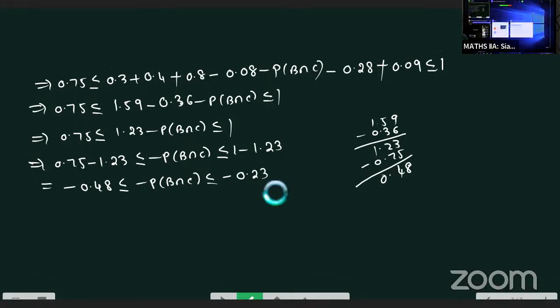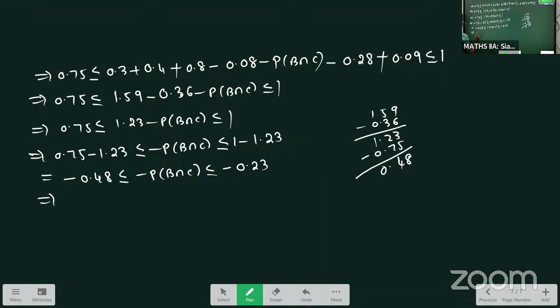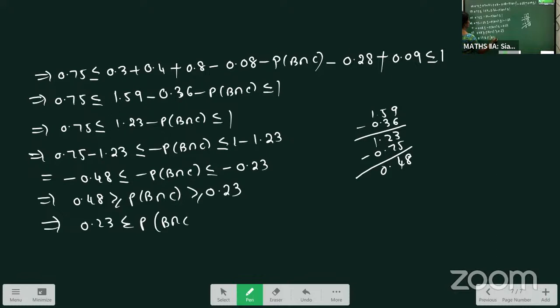Remove the minus on both sides. If we remove minus, less than becomes greater than: 0.48 greater than or equal to P of B intersection C greater than or equal to 0.23. Write in reverse order: 0.23 less than or equal to P of B intersection C less than or equal to 0.48. If we observe, P of B intersection C is lying between 0.23 and 0.48. Therefore, we can say the interval of P of B intersection C is 0.23 to 0.48.